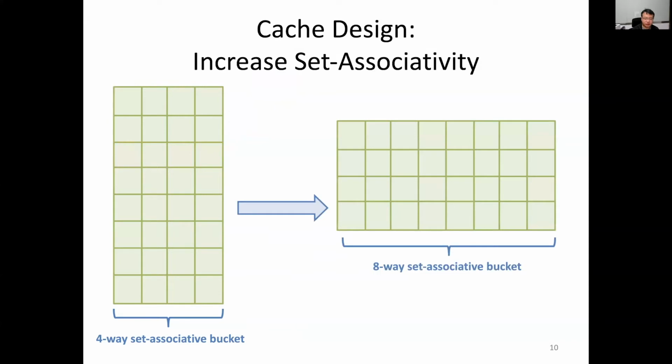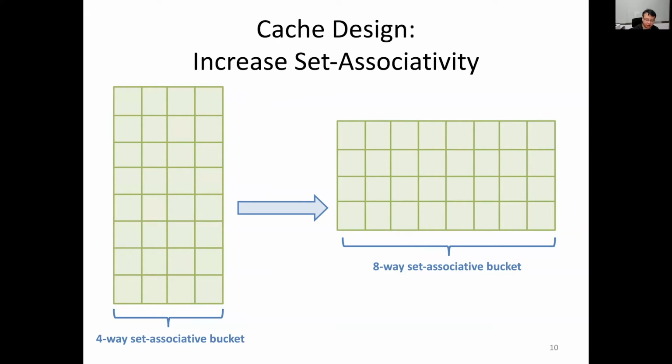A simple way to improve the cache hit rate is to increase the set-associativity. This is just conventional wisdom. We learned that from the hardware cache design and a lot of other places. The core idea here is to increase the set-associativity of each bucket. For example, we can increase it from 4 to 8.